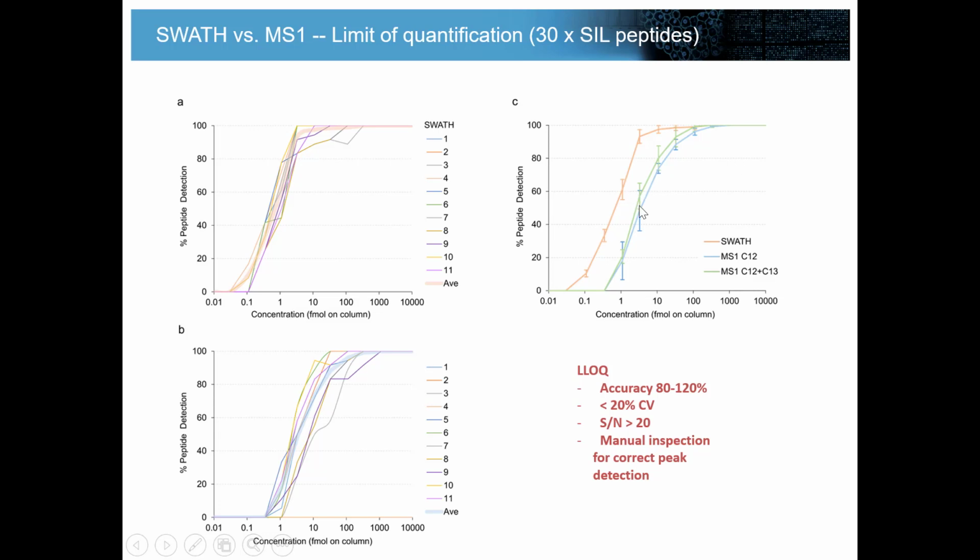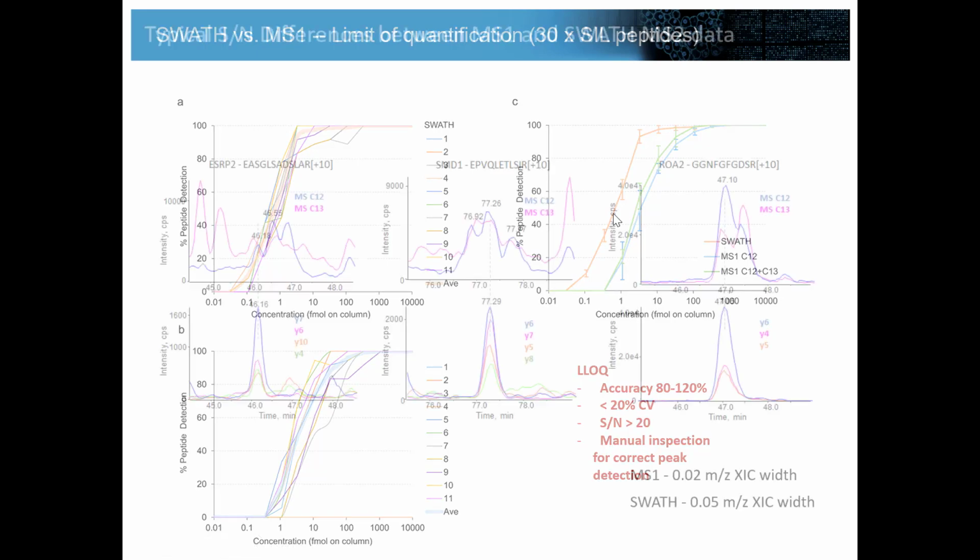And this is basically the summary of these data sets, right? The orange is SWATH and blue and green is MS1, depending on how many isotopes you extract. There's basically a gap here of 1 order of dynamic range. So the question is, what's the reason for that?